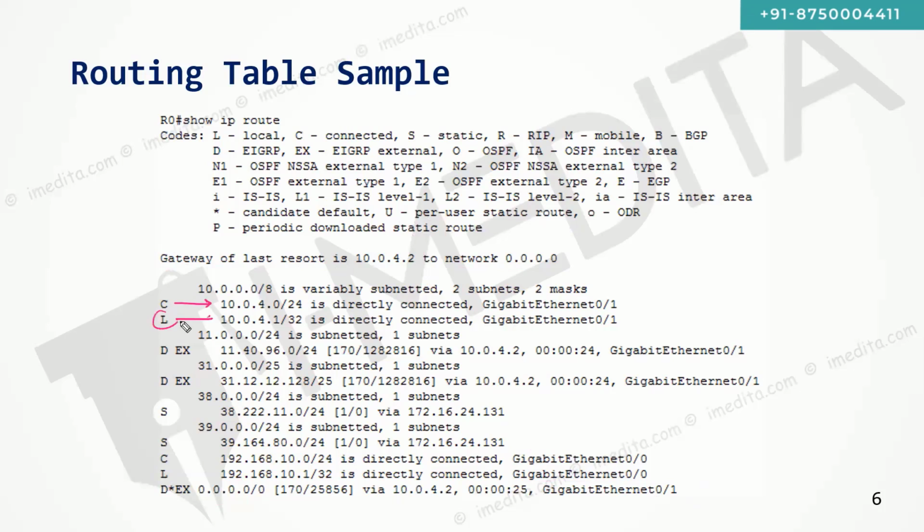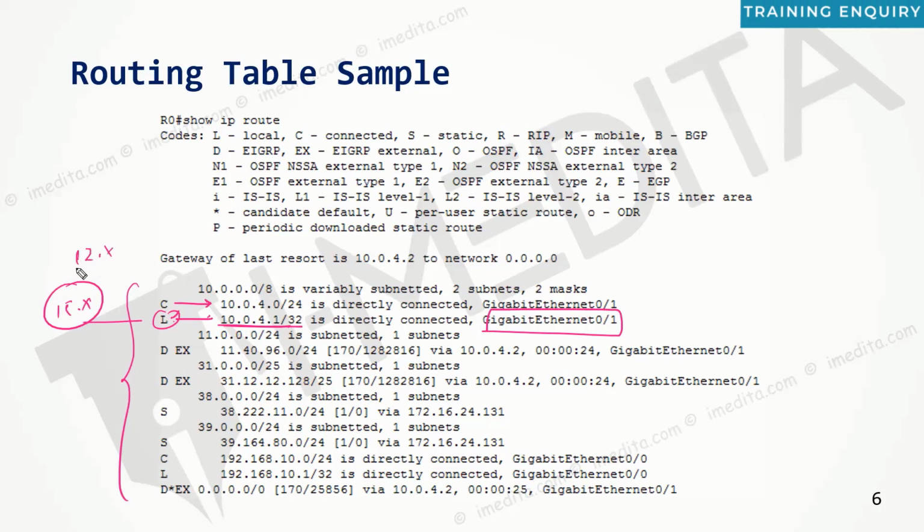Alongside that, we have directly connected networks. L stands for local. So whatever IP I have configured on the interface, that IP address will be shown in the routing table with the keyword L. It is only in IOS 15 that you will see this entry. In IOS 12, you do not see this L entry. So whatever IP address I have configured on that interface, that exact IP address will be shown here. And in general, what subnet is connected onto this interface, that subnet information is going to be shown here.